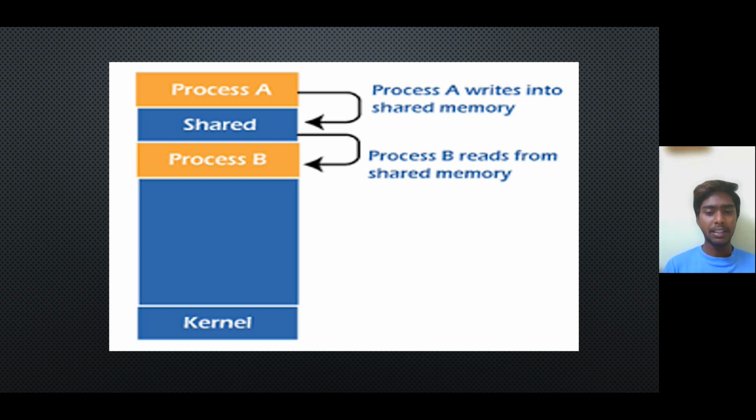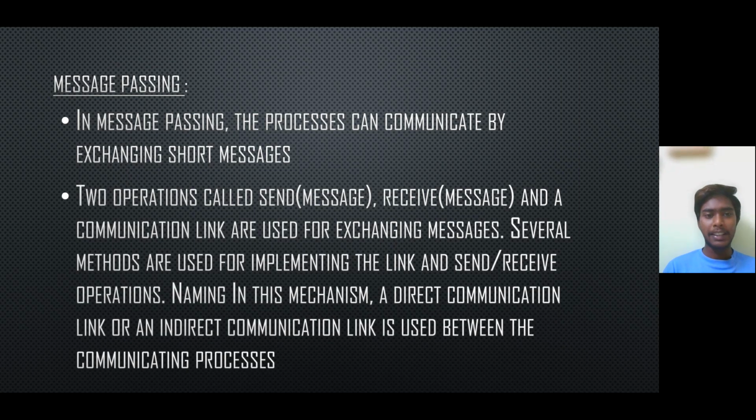Let me tell you about the second thing, that is message passing. You can see in the slide, in message passing, the processes communicate by exchanging short messages. In an easy way, it is like the modern technology WhatsApp. If I want to communicate with some person K, I send the message and person K receives the message and sends it back to me. That's what message passing is, and that's how it works. In message passing, send and receive operations and a communication link are used for exchanging messages.